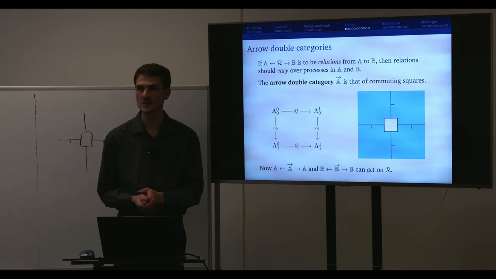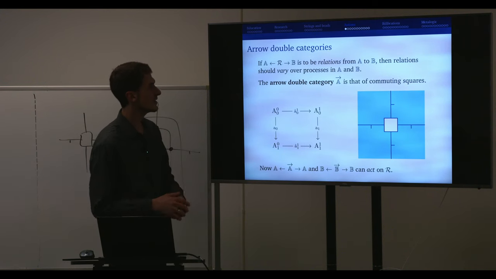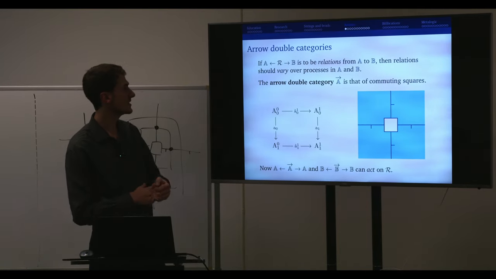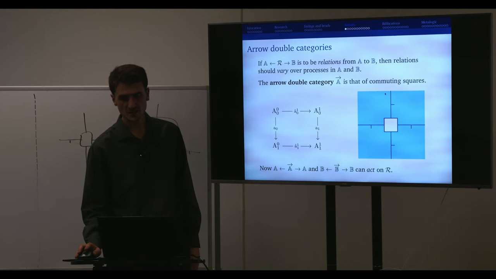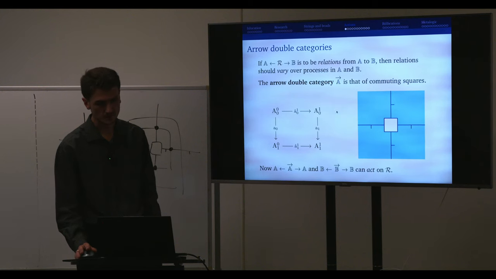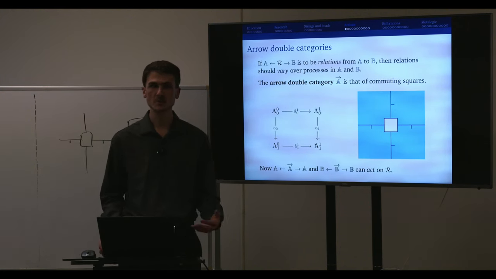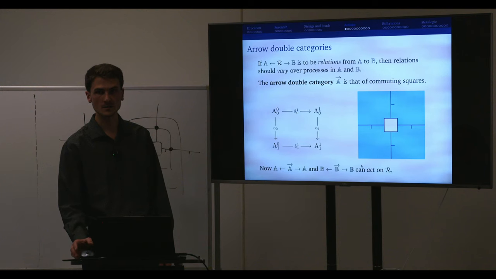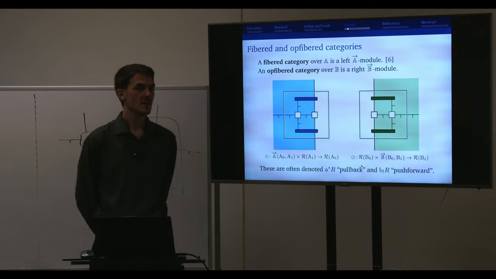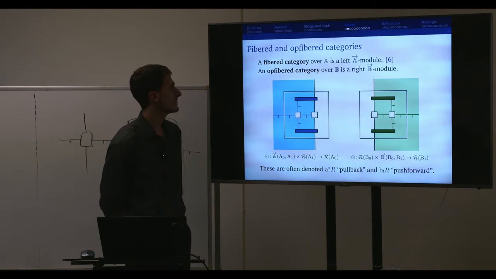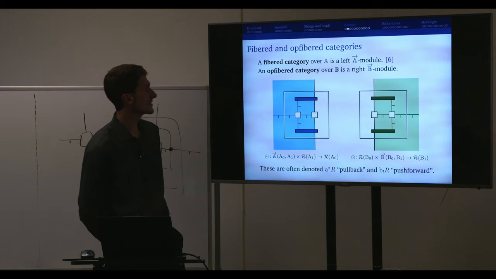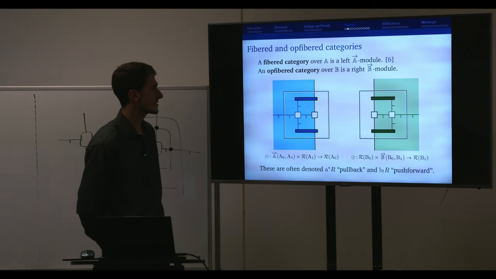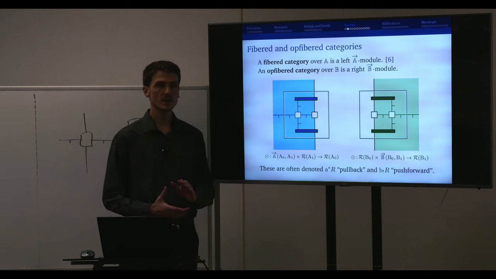Normally we think of a category as a one-dimensional structure of objects and arrows, but reasoning in a category consists of two-dimensional equalities between composites and morphisms. So the arrow double category is the double category in which a square is a commuting square. And double categories are monads in spans of categories, so then you can define an action on a span like R. And when you do that, we get the really important notions of fibered category and op-fibered category as left and right modules.